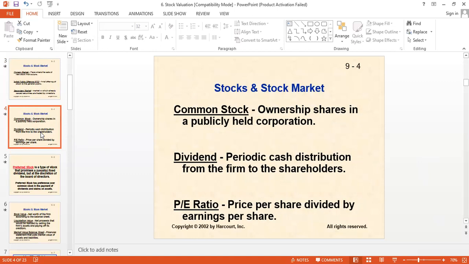Acha ji. This is stocks and common stock. For stocks, we normally have two types: the common stock and the preferred stock.